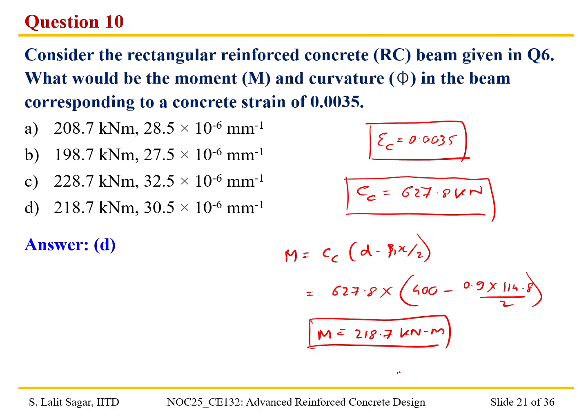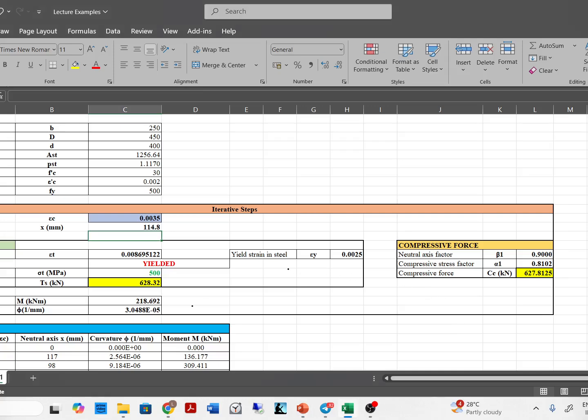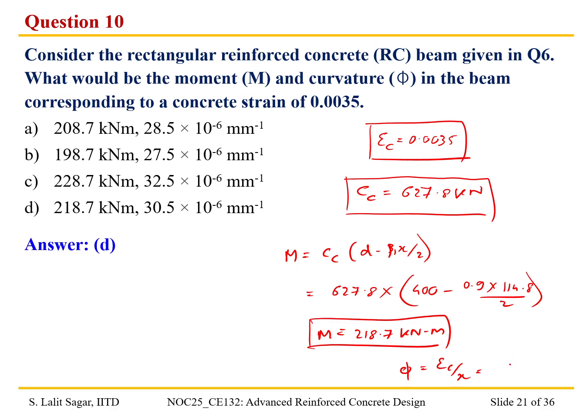Correspondingly, phi is equal to epsilon c by x, which gives us a value of how much? 30.5 into 10 to the power minus 6 per millimeter. That would be the value of curvature. So we can see that option D is the correct answer.